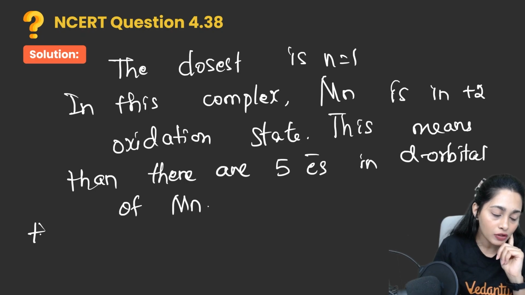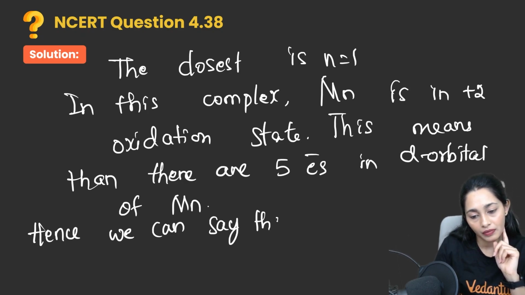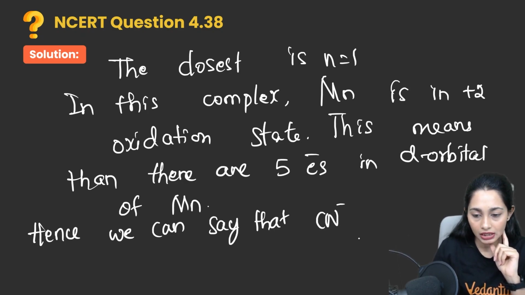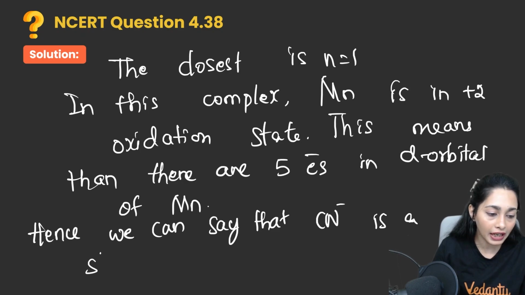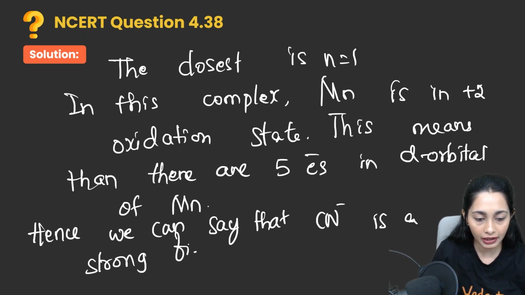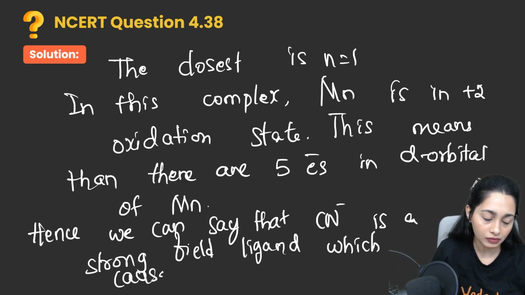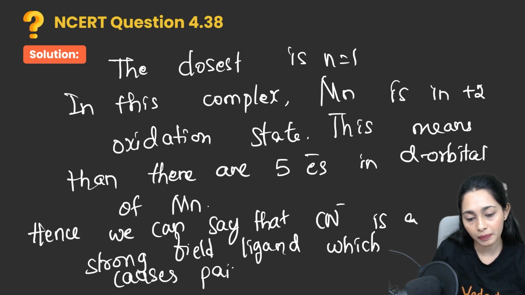Hence we can say that CN minus is a strong field ligand because it causes pairing up. That's why the magnetic moment value is less. Okay, strong field ligand which causes pairing of electrons.